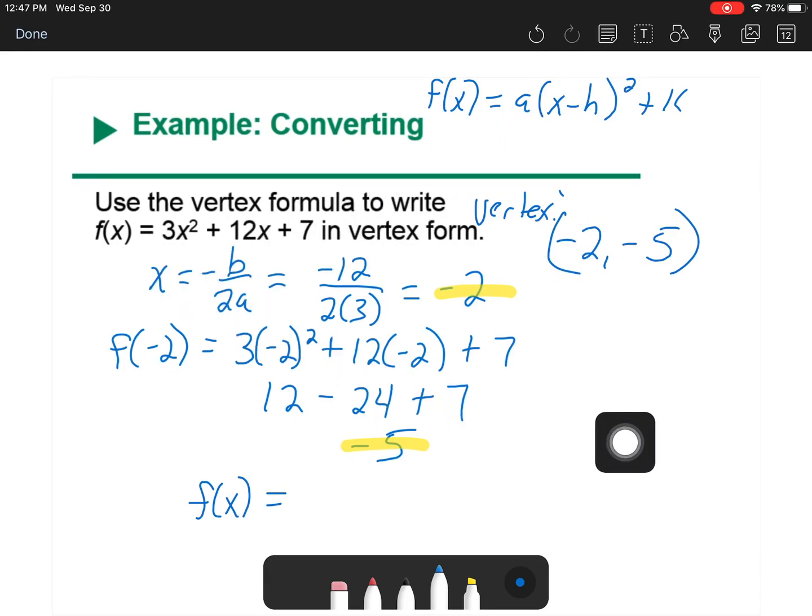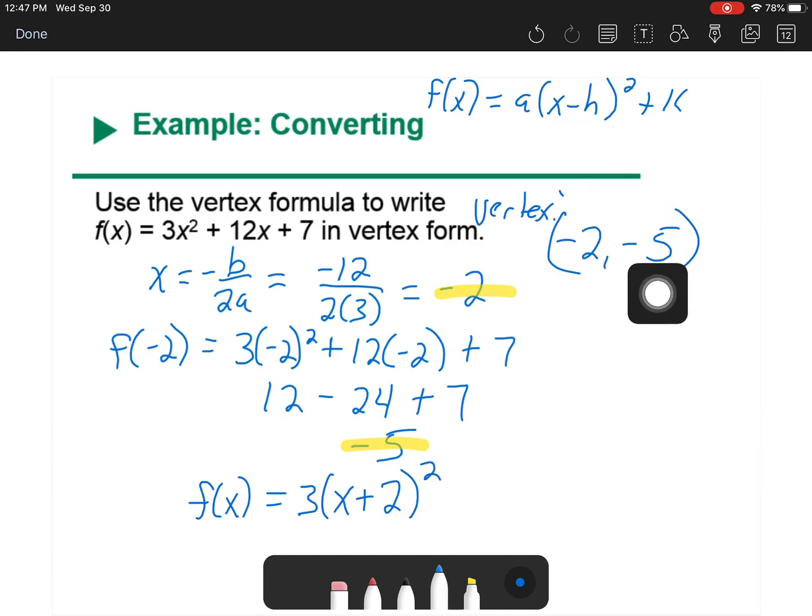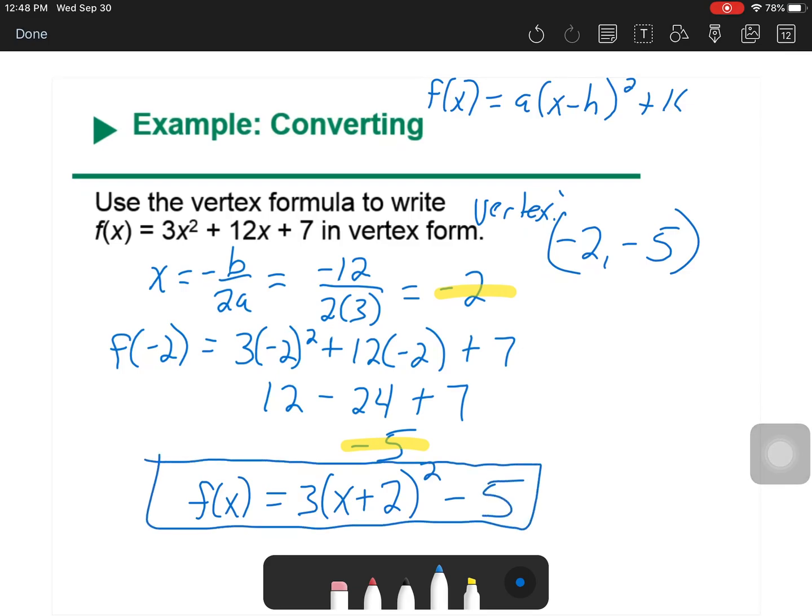We can see that's not going to change. So we're going to put a 3 there, and then we're going to go x minus, and now my h is the x-coordinate, right? So x minus negative 2, so that has to go to a plus, squared, and then plus k at the end. Well, my k is a negative 5, so if I add a negative 5, that's just minus 5. So there's my vertex form, okay?